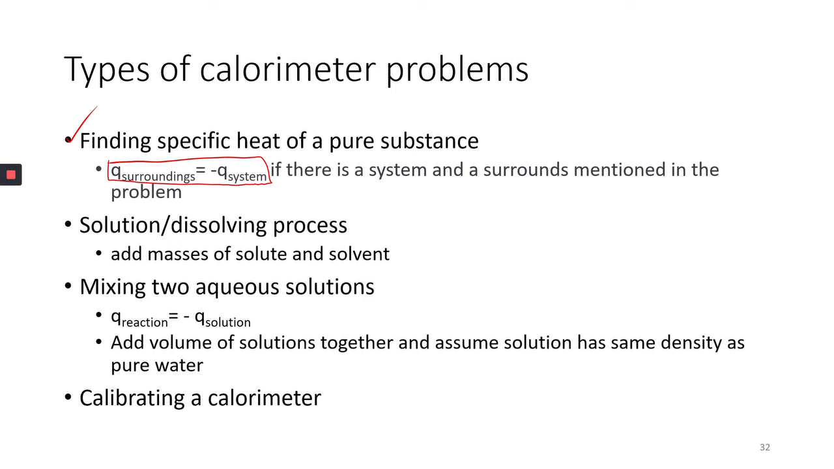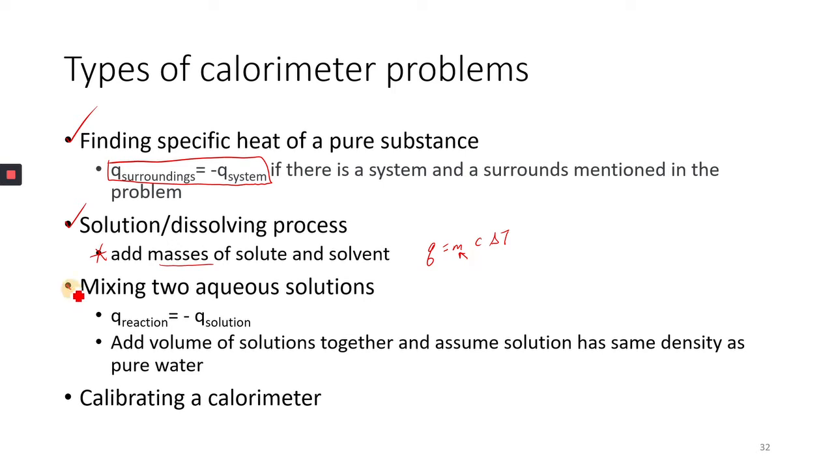The second type is when you're making a solution or a dissolving process, okay? So you're dissolving, let's say, an ionic salt in water, and you want to measure the heat that is produced from that reaction. In this case, again, you'll probably have to use Q of the surroundings equals minus Q of the system. But you will also, and this is kind of important here, have to add the mass of the solute plus the solvent. And that would be your M in Q equals MC delta T. So this M here is the sum of the solute and the solvent.